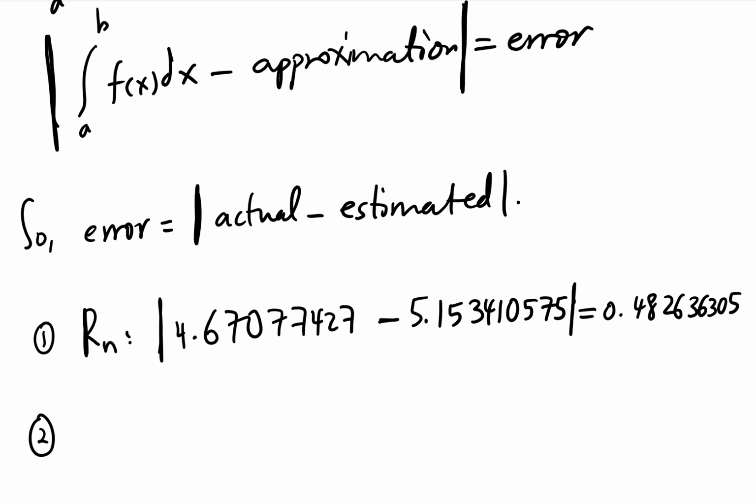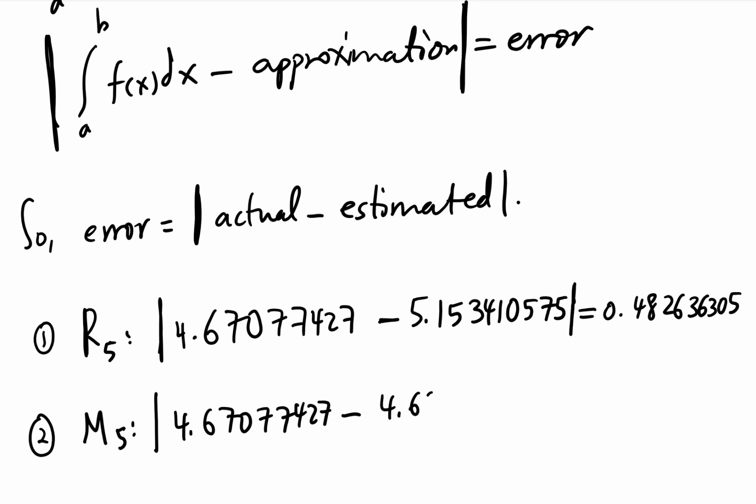And we did the same thing for Mn, or M5. The actual value, the same thing as before, 4.67077427. The midpoint gave me 4.662998719, and that gave me 0.007775551.